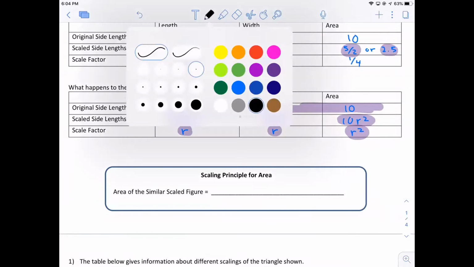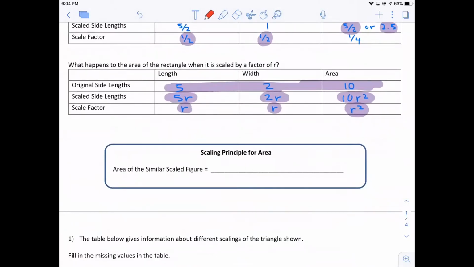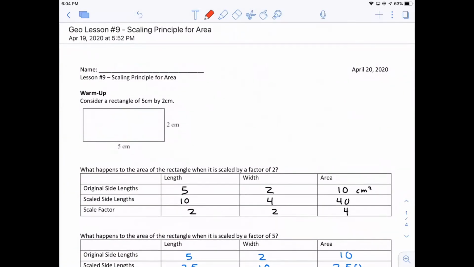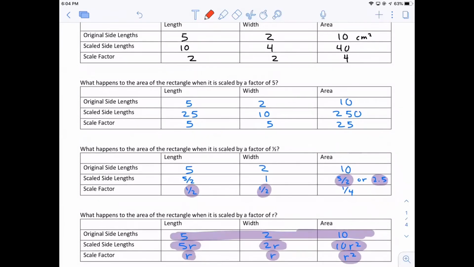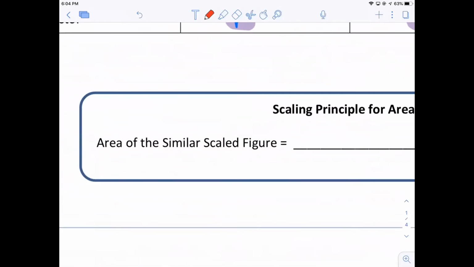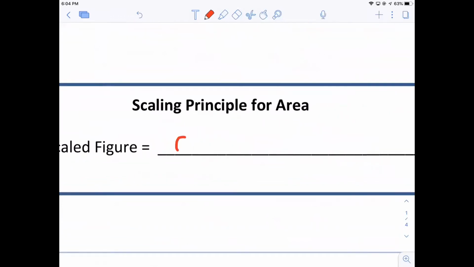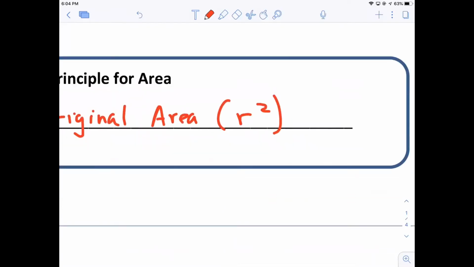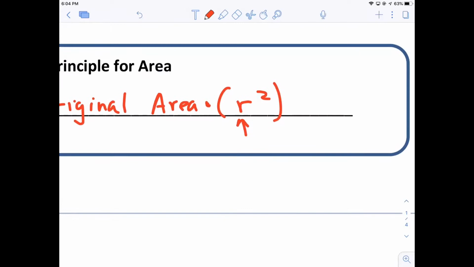We did the same thing with triangles a while back. It's true for any shape. We did it for a rectangle, we could have done it for a pentagon, any quadrilateral. A triangle works, a circle works, any shape, if you scale it so it's similar. The area of the similar scaled figure is going to be the original area times r squared, and r, of course, is the scale factor.